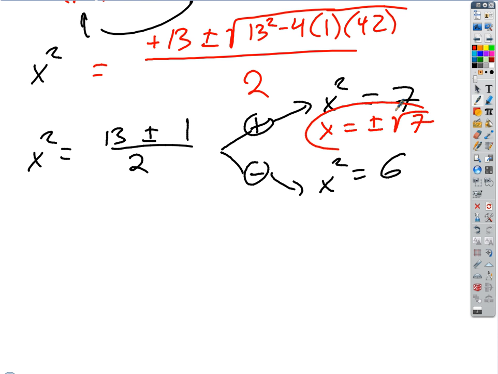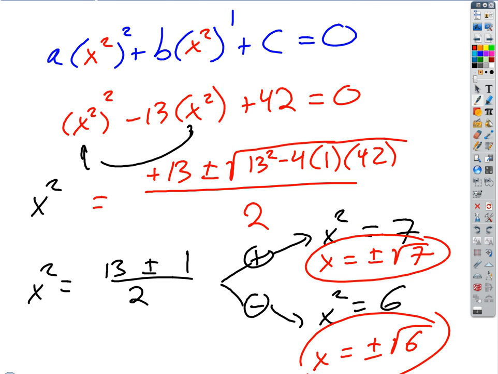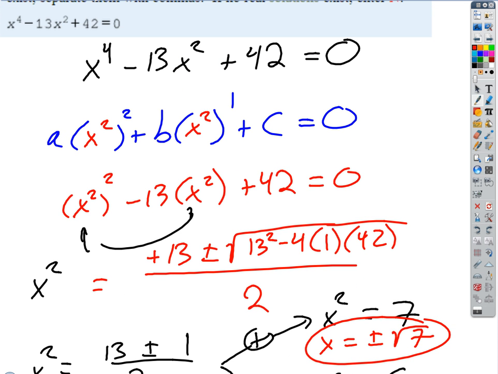Plus or minus square root of 6. So I get 4 zeros. There they are. Okay. Didn't have to do any factoring. Now, I could have. I actually could have factored this if I would have tried to find magic numbers that multiplied to 42 and added to negative 13, but I didn't need to.